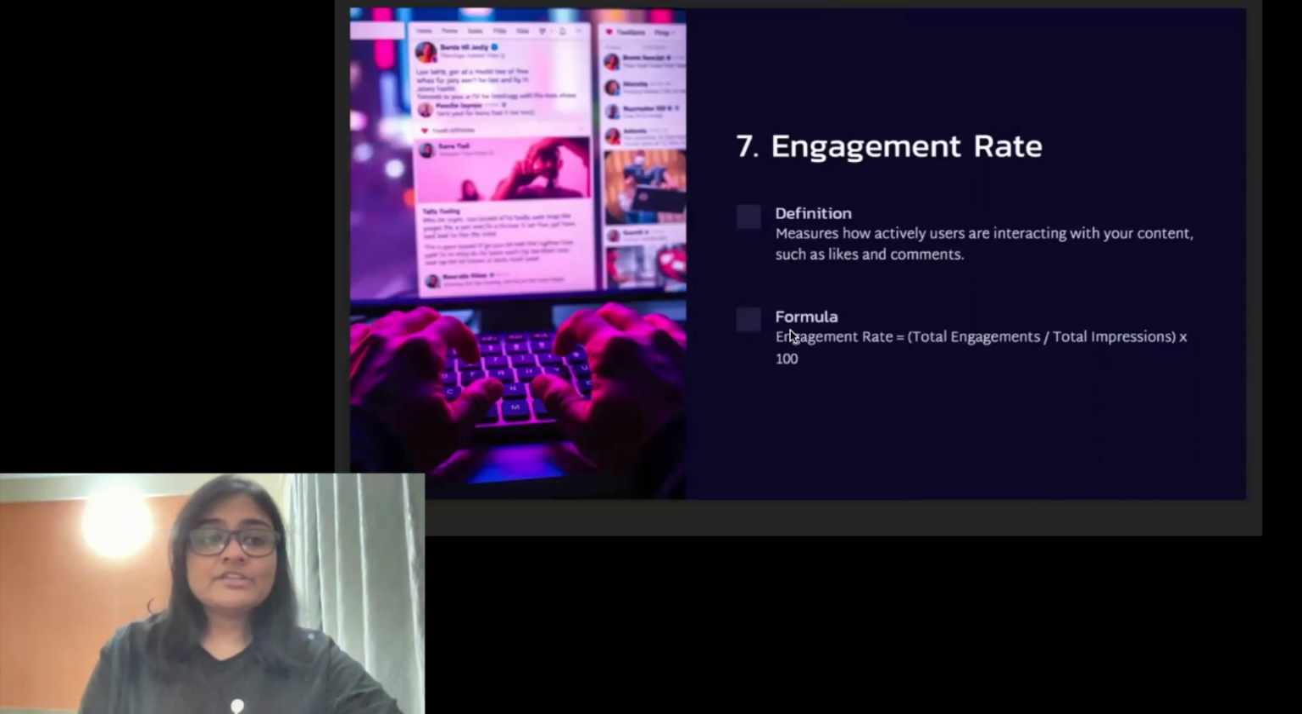Next, coming to engagement rate, which measures how actively users are interacting with your content, such as how many likes are you getting, how many comments are you getting, number of shares, number of saves. All of it defines engagement rate. It indicates how well your content resonates with the audience. So obviously you have to create shareable and visually appealing content to boost engagement. We can calculate it by dividing the total engagements by total impressions into 100.